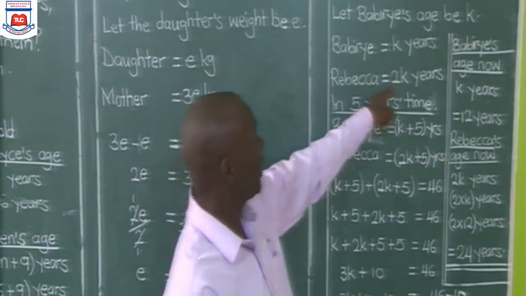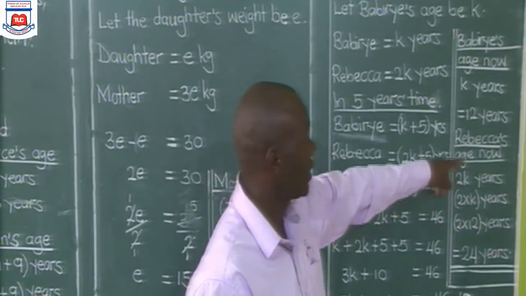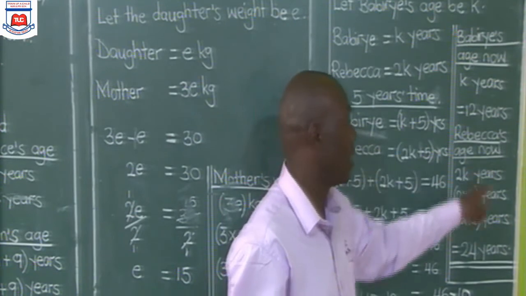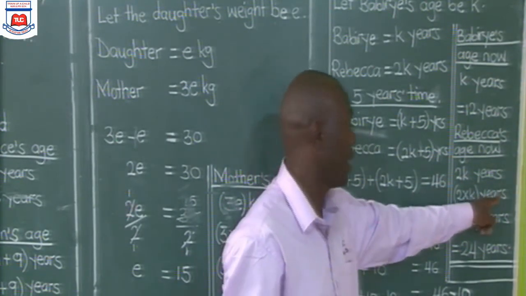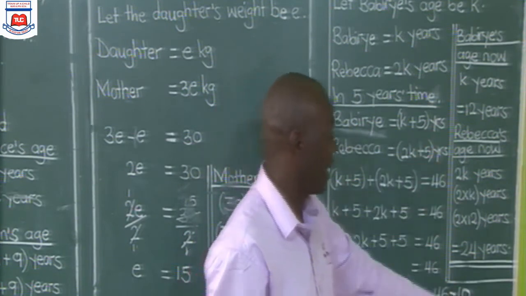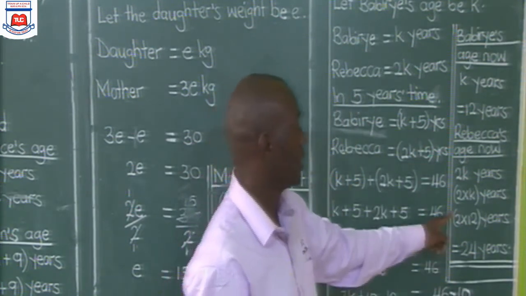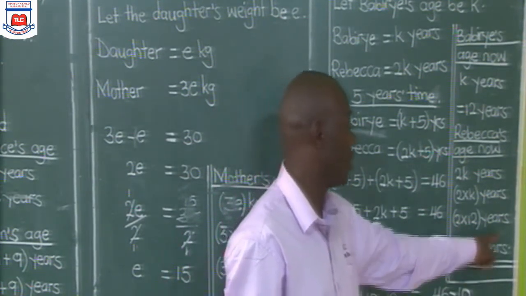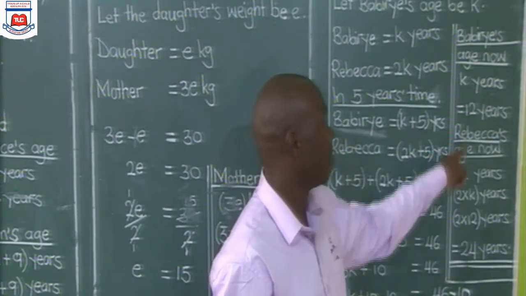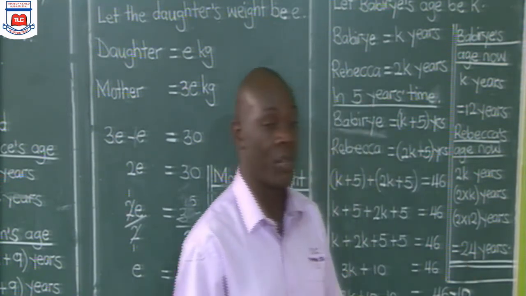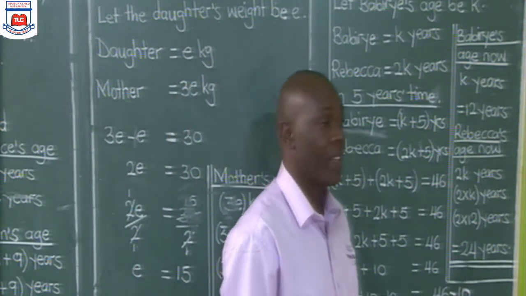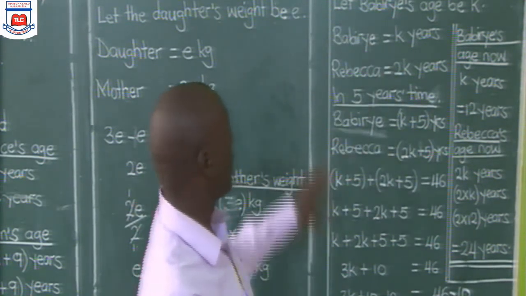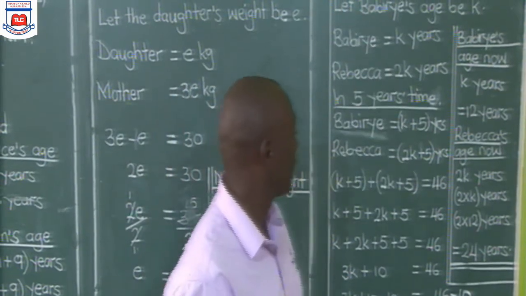Then Rebecca in the formation is 2K years. Write Rebecca's age now. Write 2K years, which 2K means 2 times K years, and which K is described to be 12. You say 2 times 12 years. Therefore, right now, Rebecca is 24 years old. That's the way number 3 is actually done.